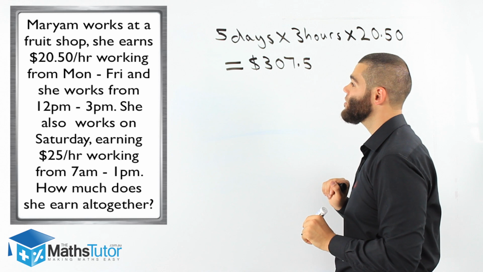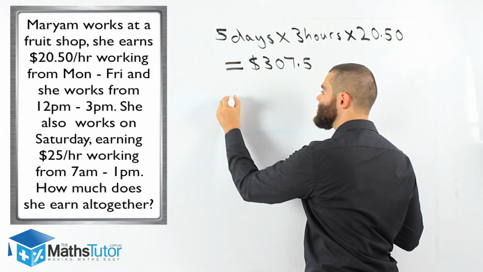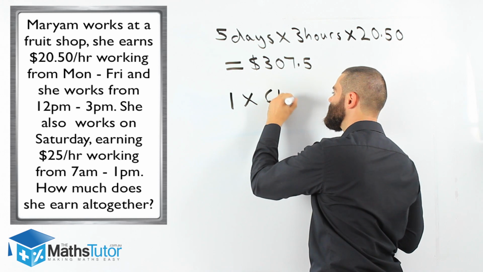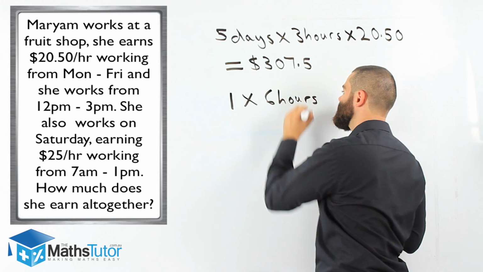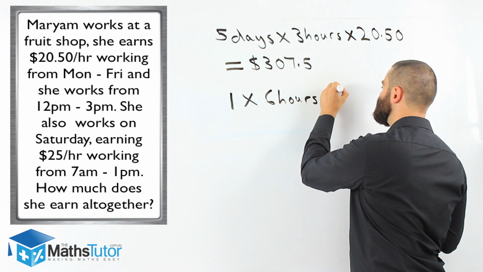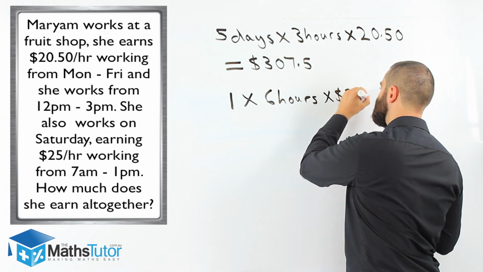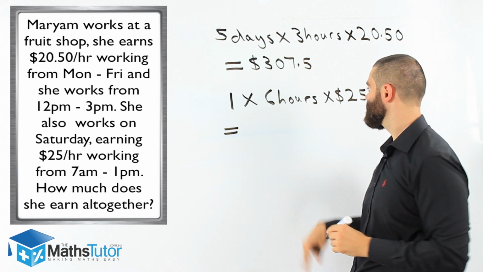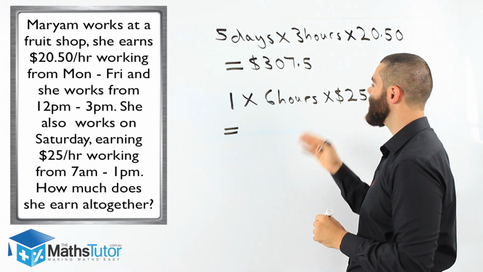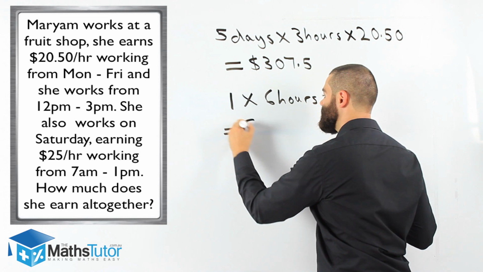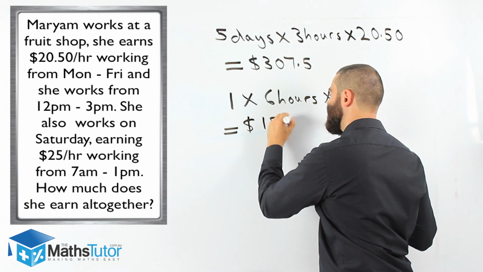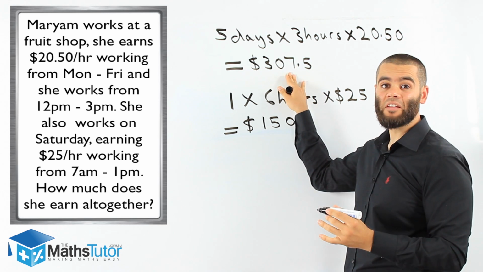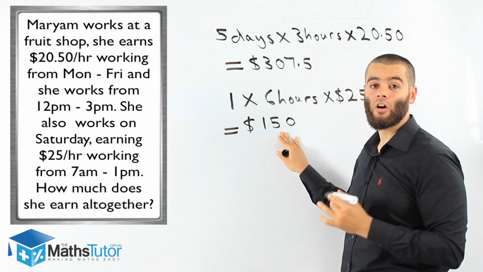Well, what about on Saturday? On Saturday is actually just one day. She works 6 hours. And we know it's $25. So basically, one day, 6 hours, $25. 25 times 6 is $150. Basically, this is how much she earns on weekdays, and this is how much she earns on Saturday.